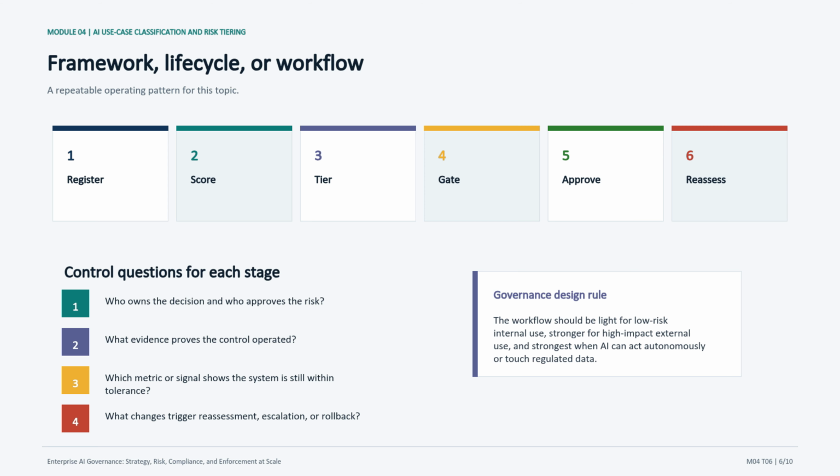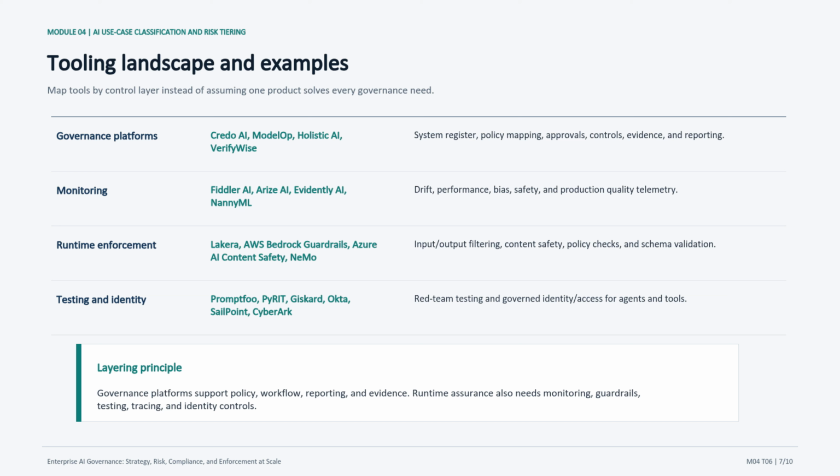Once the workflow is clear, we can talk about tooling without falling into the trap of assuming one platform solves every layer of governance. Tooling is often where enterprise AI governance conversations get blurry. So I would frame this slide carefully. We are mapping tools by control layer, not shopping for a single magic product.